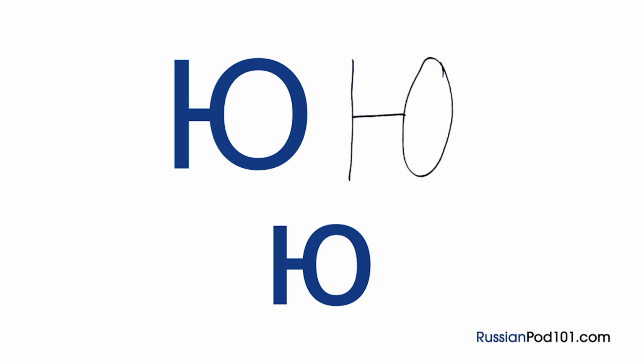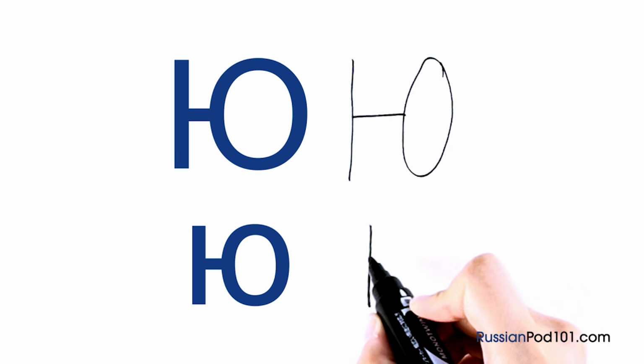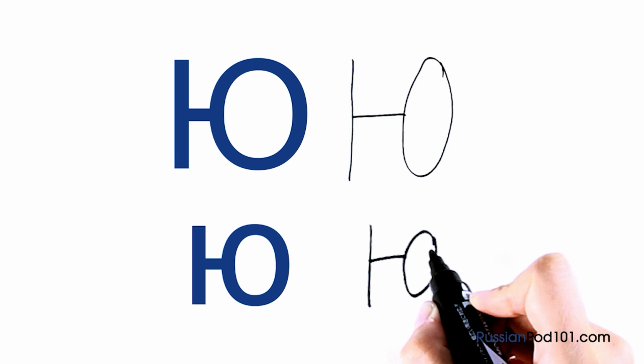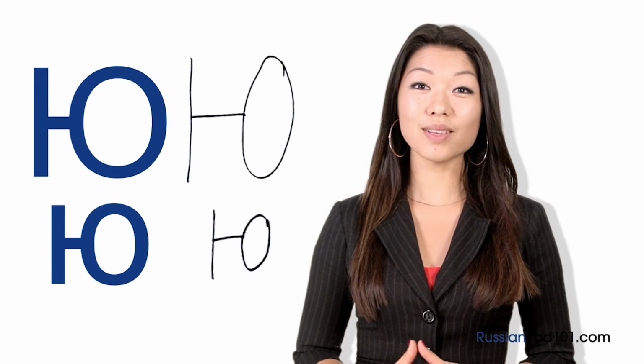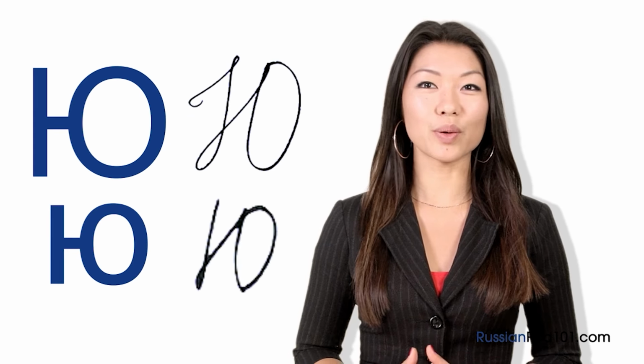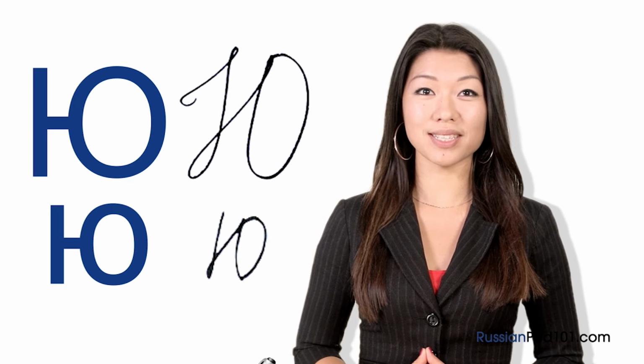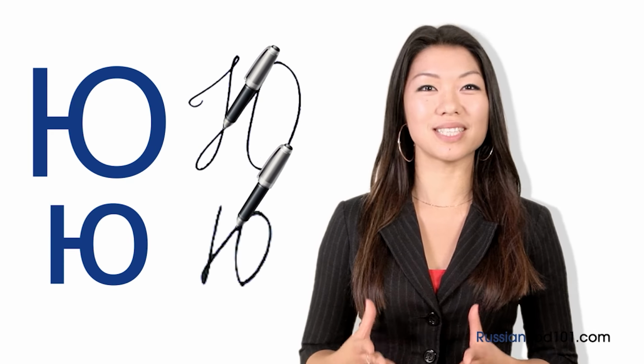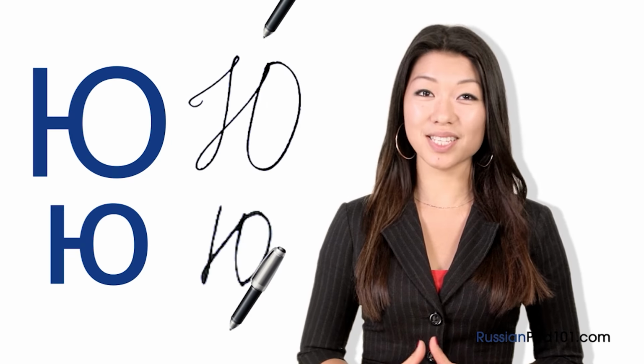And the lowercase. Now let's see how to write U by hand. It's written with two strokes. The lowercase looks similar except for size. Many people write it using a single stroke. As you can see, this is more efficient.